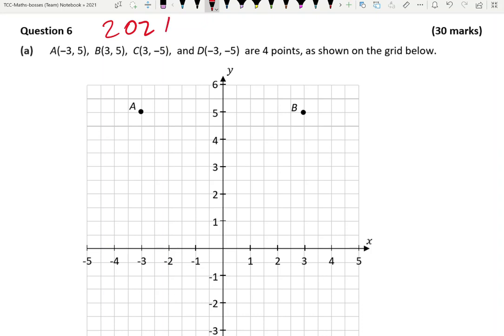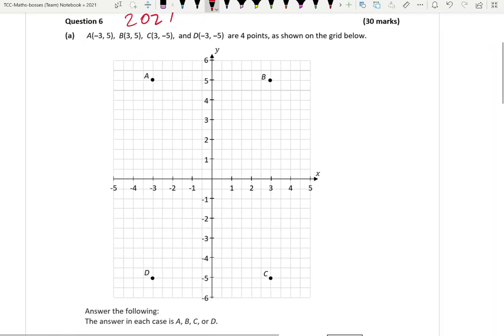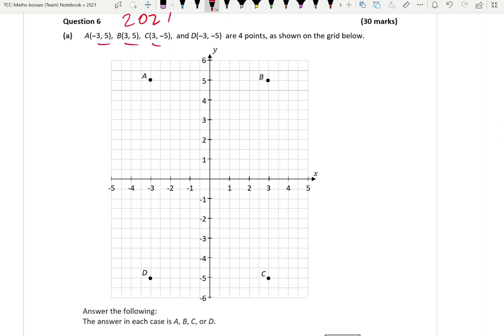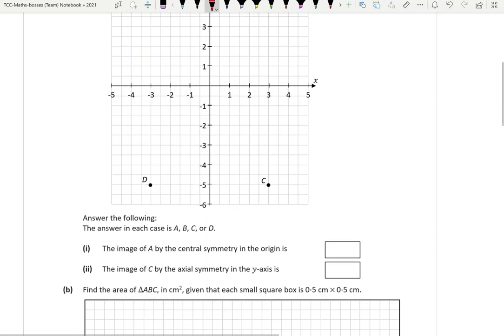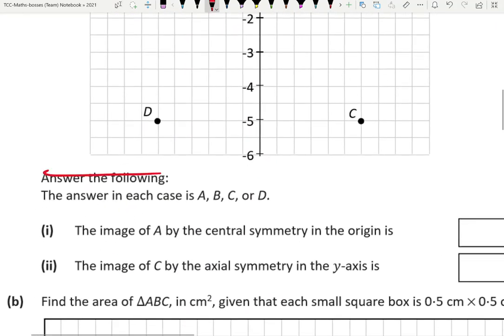Okay, we'll start off with section A. A, B, C, and D are 4 points as shown on the grid. When we need to know about these and use them, we'll get to the little detail about the coordinates. Answer the following questions down here. The answer in each case is A, B, C, or D.